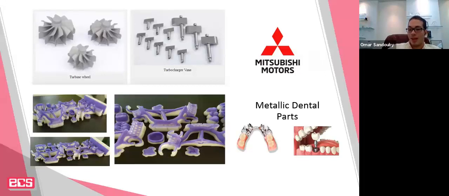Medical industry and dental implants. When you're talking about partial dentures, crowns, implants, again, can be produced in material jetting and wax, and then we cast that later on in metal.